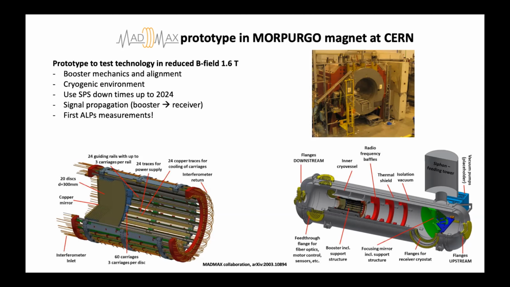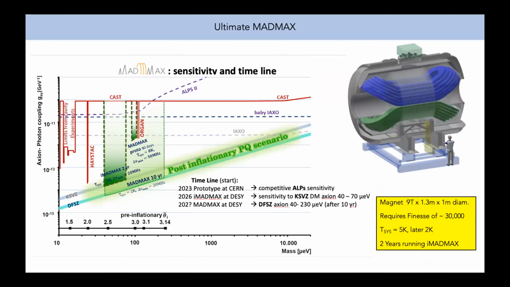And let me just show you here what the ultimate aspiration of the MADMAX experiment is. This would be a prodigious dipole magnet, sort of 9 coils of niobium titanium, of about 9 Tesla, about 1.3 meters in effective length and a meter in diameter, designed for this parameter, which is effectively a finesse of about 30,000.